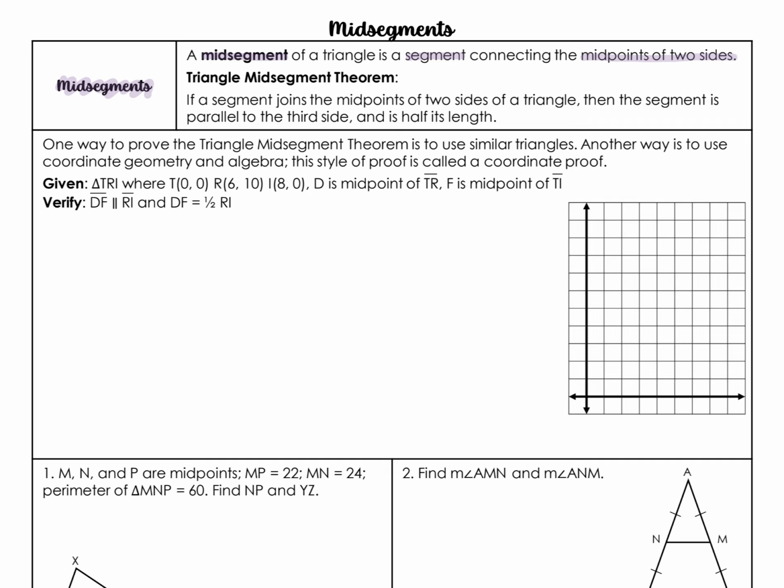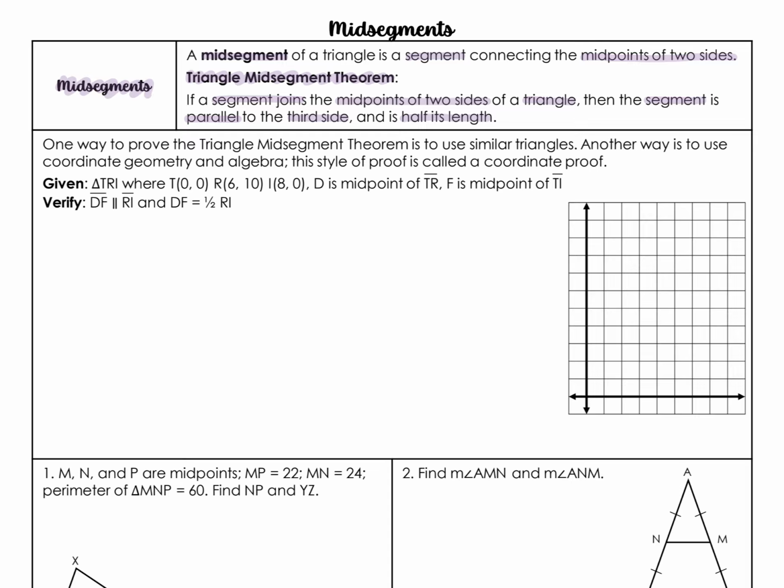So moving into the theorem here, we have: if a segment joins the midpoints of two sides of a triangle, then that segment is going to be parallel to the third side, and it's half its length.